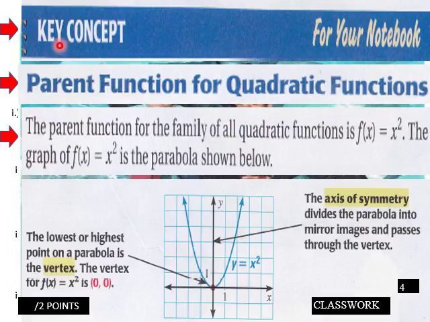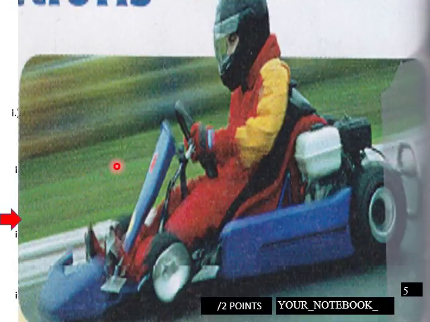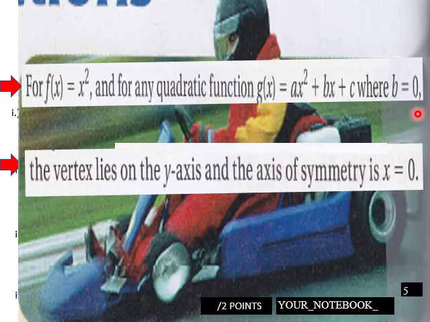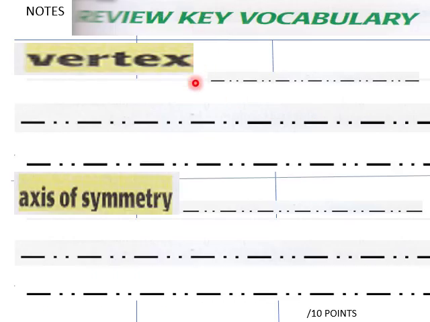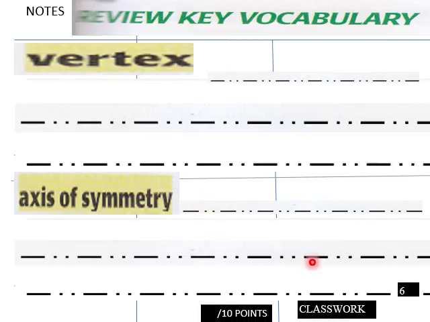So the key concept, and this is the parent function of quadratics, f of x equals x squared. For any quadratic function, ax squared plus bx plus c, where b equals 0, it's ax squared plus c. The vertex lies on the y-axis, and the axis of symmetry is x equals 0, which is the y-axis. Vertex, axis of symmetry, you know that by now. If you don't, come back to this.